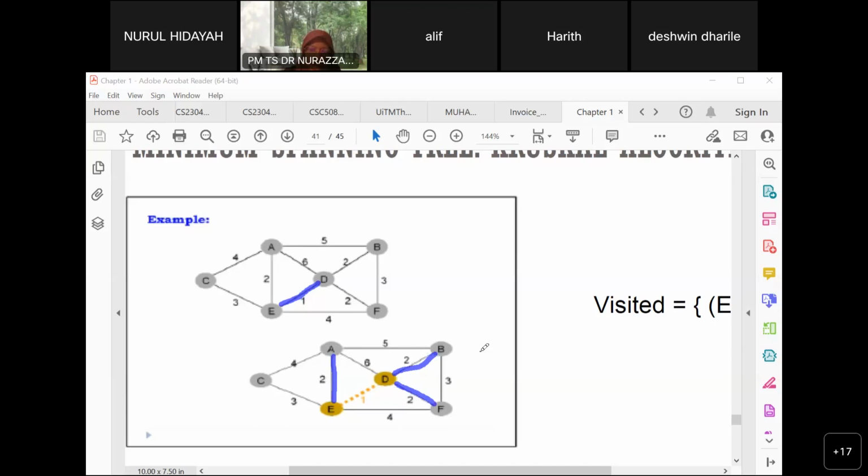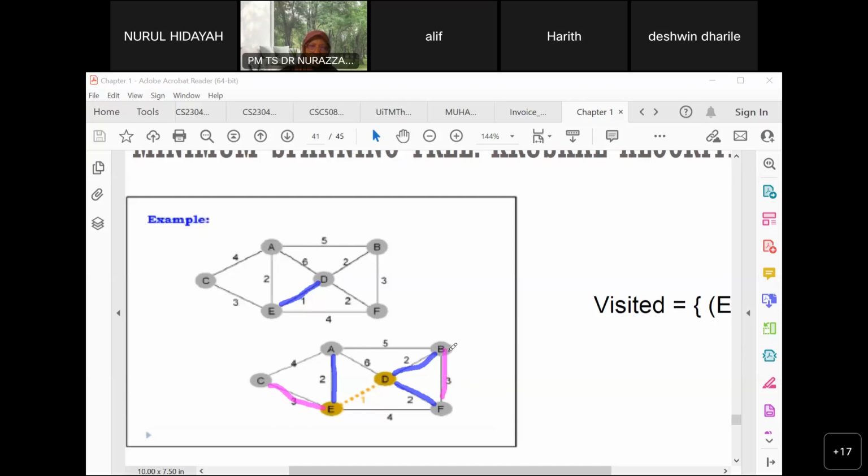Kan? And then, next ialah 3. Okay, kita tengok ada 2 edges yang menghubungkan B dengan F dan C dengan E. Okay, now, katalah sekarang saya ambil this one. Yang 3 ni kan? C dengan E. So, dia cos cycle tak? Tak kan? Dia tak ada cos cycle. Tadi dia belum select. Dia unique.